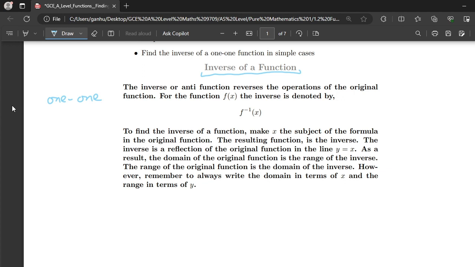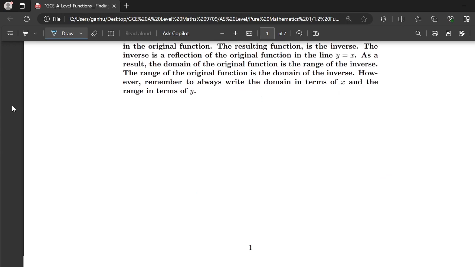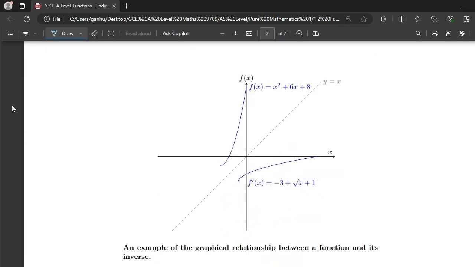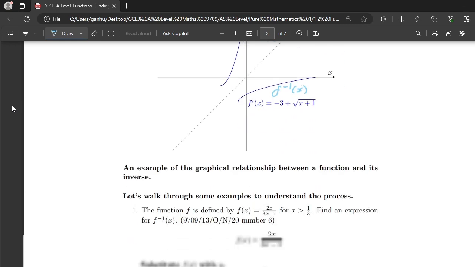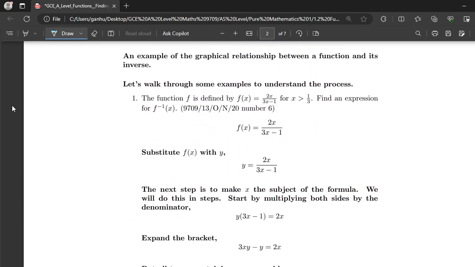inverse of a function. When the original function and the inverse function are sketched together on a graph, they are reflected in the line y equals x. So this is our original function here. This is f of x, and this is our inverse function. It should be f to the power negative 1 of x. So when they are sketched together on a graph, they are reflections of each other in the line y equals x. Now let's walk through some examples to understand how we find the inverse.